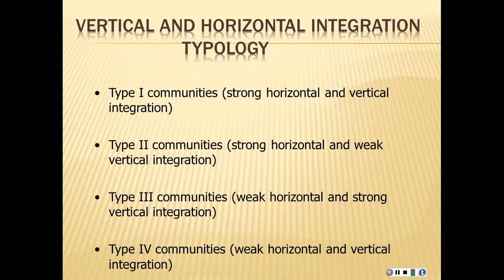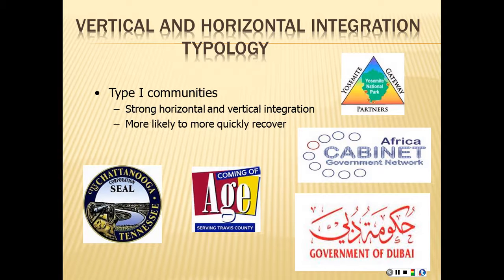Vertical and horizontal integration topology: there are type 1 communities, type 2, type 3, and type 4, and we're going to look at them in a second here. Type 1 have strong horizontal and vertical integration. They are most likely to recover quicker. So if you have good relationships with your sister cities and towns, and you have great relationships going up and down the ladder, you're going to recover much quicker. And this would be a type 1 community. It could be a local community, a county organization, or a state. Even if a state has a good relationship with its neighboring partners and a good relationship with the feds, they're going to recover quicker as well.